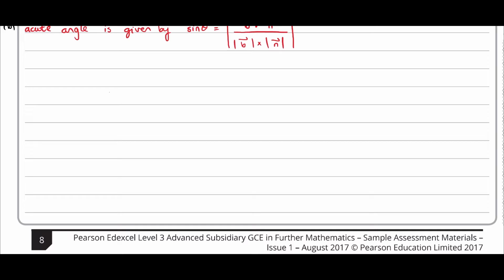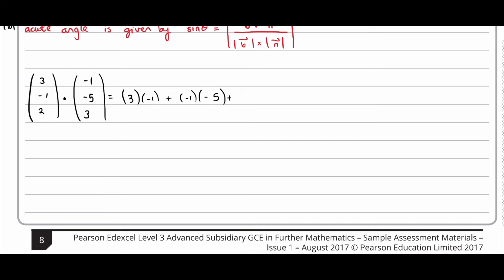So first of all, working out the dot product between (3, -1, 2) and (-1, -5, 3), we have 3 times minus 1 plus minus 1 times minus 5 plus 2 times 3. So we have minus 3 plus 5 plus 6. The value of this is 8.